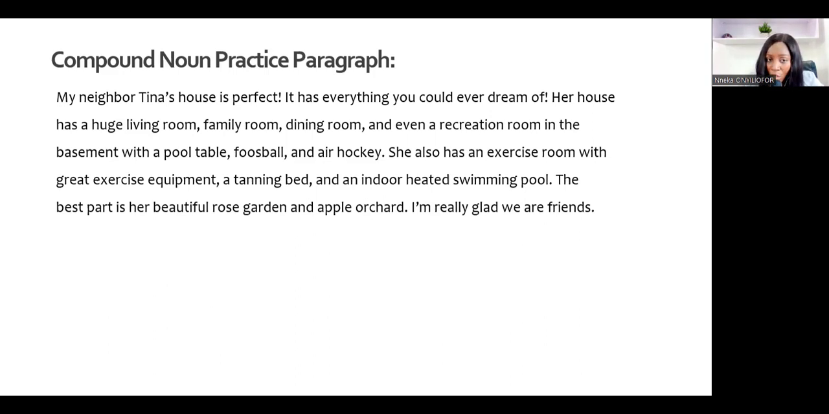My neighbor Tina's house is perfect. It has everything you could ever dream of. Her house has a huge living room, family room, dining room, and even a recreation room in the basement with a pool table, foosball, and air hockey. She also has an exercise room with great equipment, a treadmill, an indoor heated swimming pool. The best part is her beautiful rose garden and apple orchard. I'm really glad we are friends.